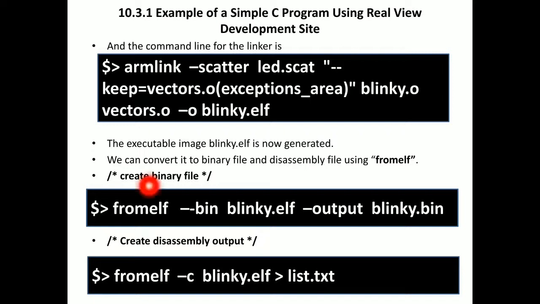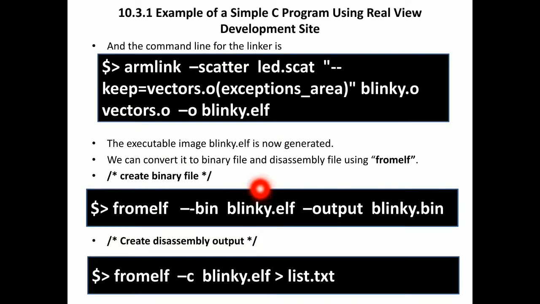For that also we need to go to the command prompt and use a command called fromelf. We need to generate the binary file from what? From the ELF file, the executable image file. So we use the command fromelf and generate the binary file. To generate the binary file, you need to mention --bin, then the name of the ELF file, blinky.elf. You can see we generated blinky.elf.